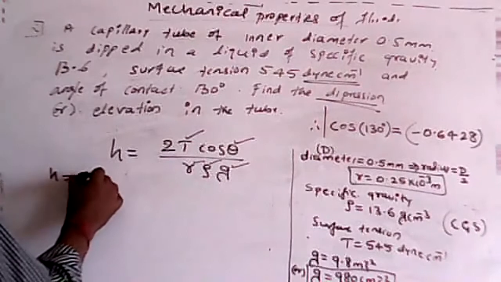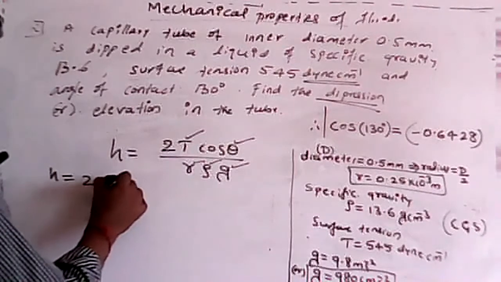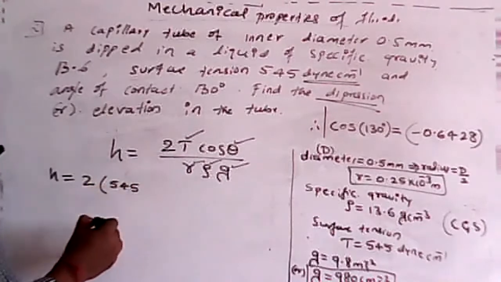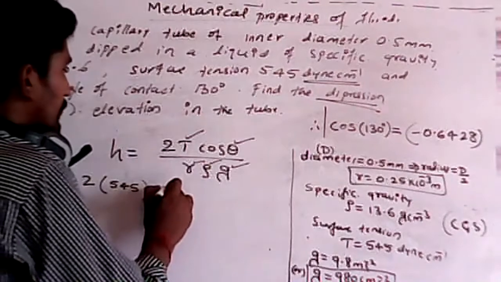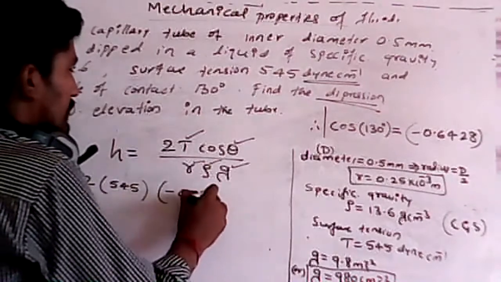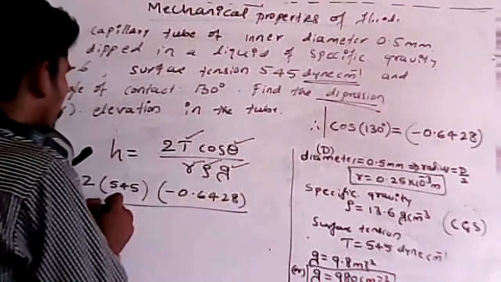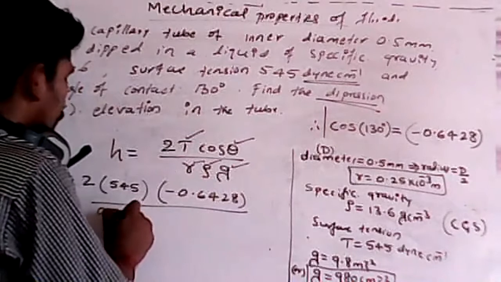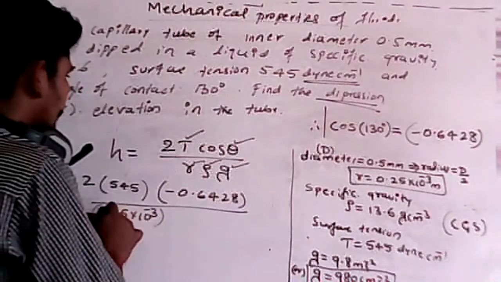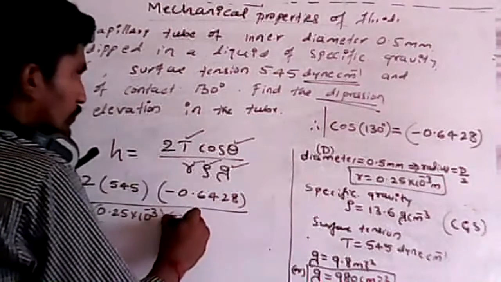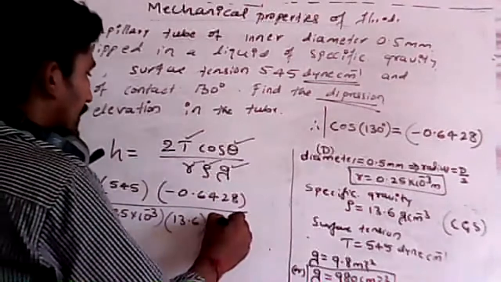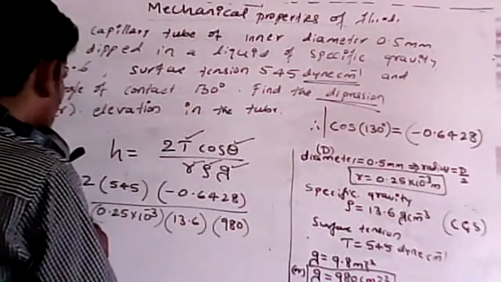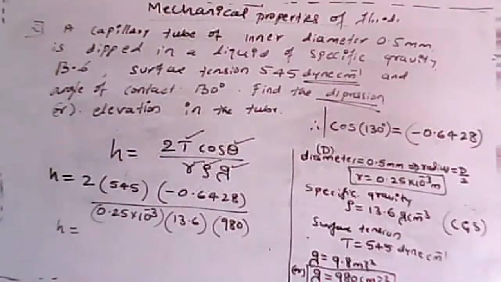H means what here? 2 into T can be written as 545 dyne. Next into cos 130 is nothing but minus 0.6428, whole divided by R value, which is 0.25 into 10 raised to minus 3. Then rho value we can write as 13.6. Then G value will be 980. What is your answer, students? Whether you are getting the answer in negative or in positive, you just tell me.